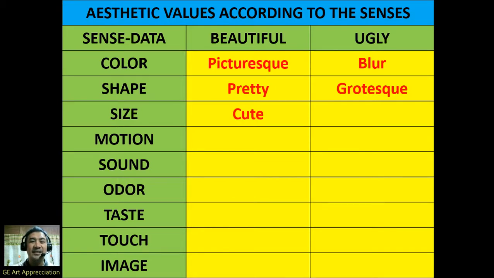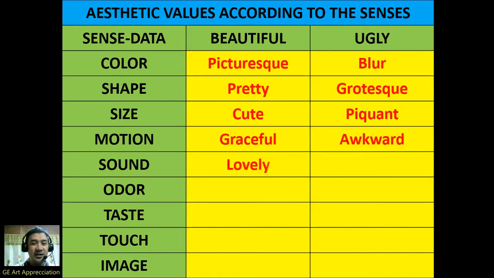Okay? If the size is beautiful, then we say it is cute. But if the size is ugly, it is piquant. If the motion is beautiful, then we say it is graceful. But if it is ugly, then it is awkward. If the sound is beautiful, then we say it's lovely. Okay? But if the sound is ugly, then we say droll. If the odor is beautiful, then we say fragrant. But if it is ugly, it is foul.